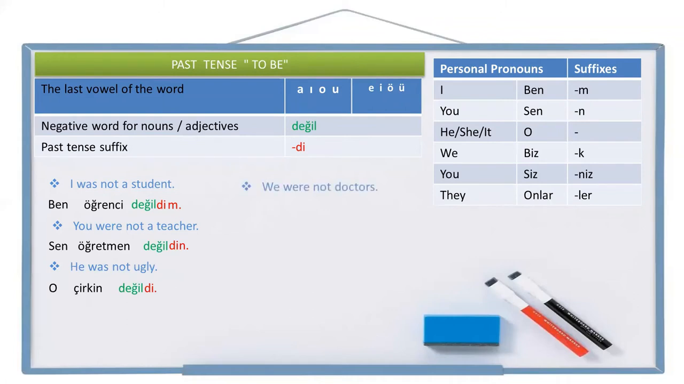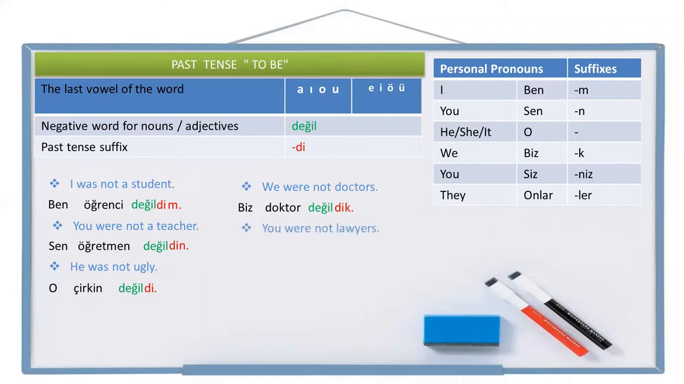Let's make some plural examples. We were not doctors. That's right. The person pronoun we first. Biz. Doctors. But we are going to write doctor. Doktor. Not doctor. Doktor değil. Were not doctor. Doktor değildi. And the person pronoun suffix to the end. Biz doktor değildik. We were not doctors.